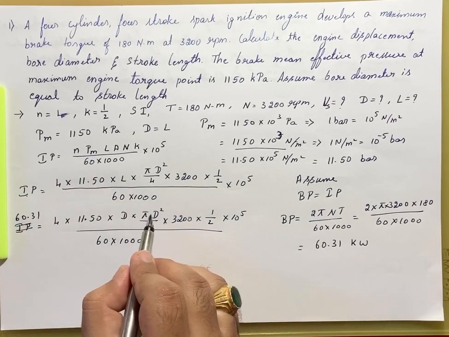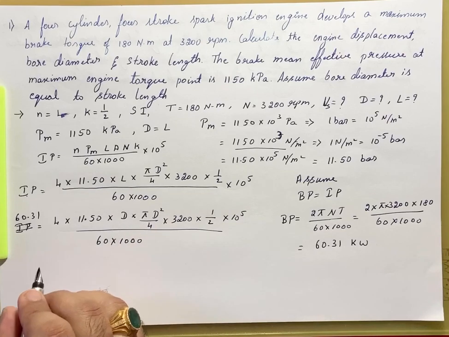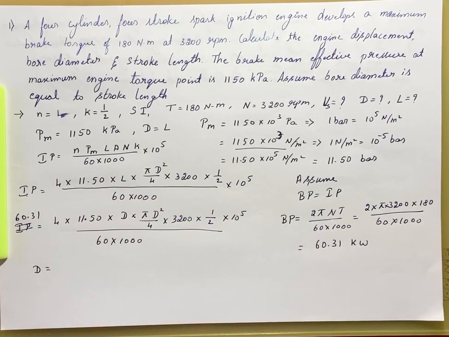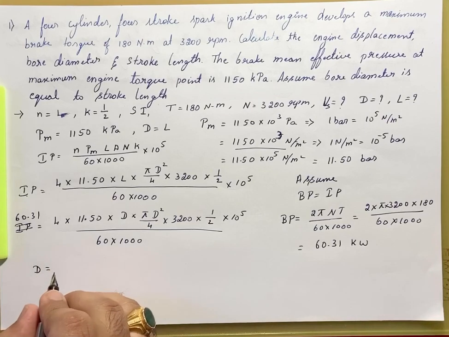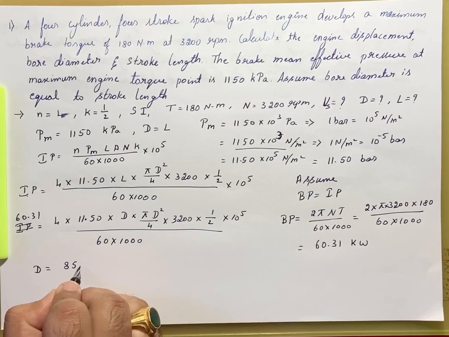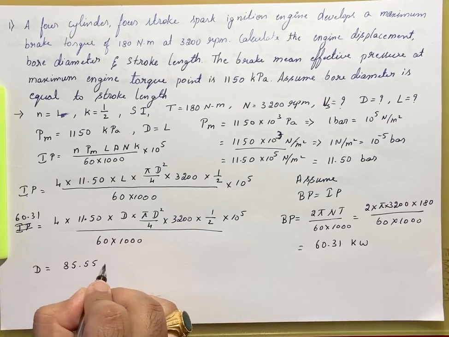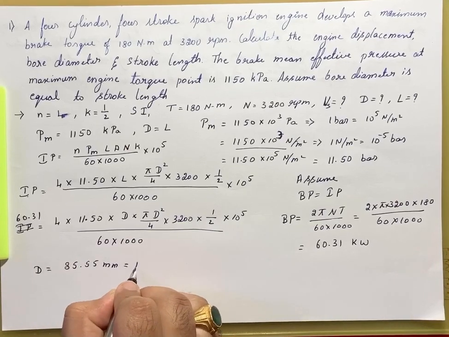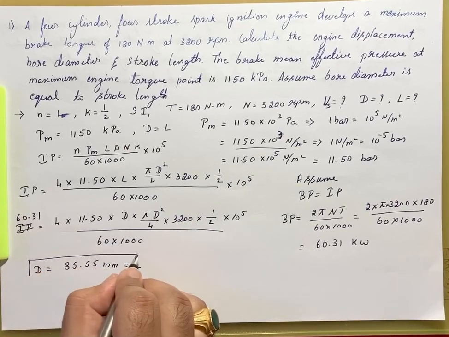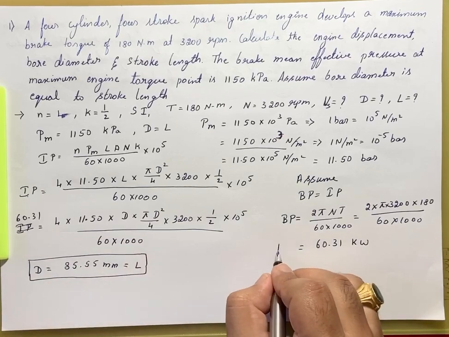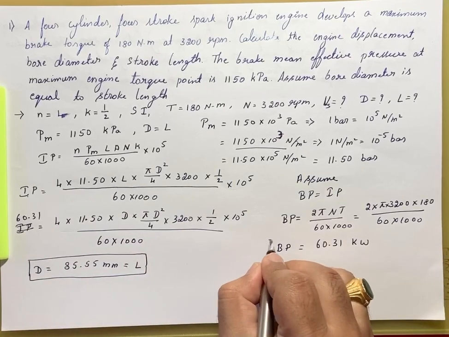Now only unknown here will be the diameter D. Find out diameter D. Now diameter D is equals to 85.55 mm. That is equals to length L. Always remember, whatever the values you get, please highlight that in a box here.